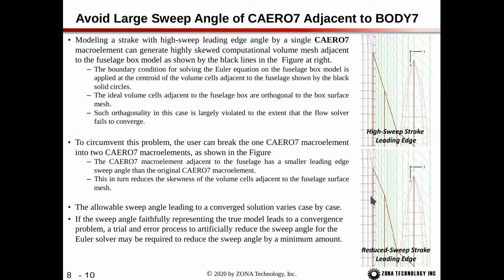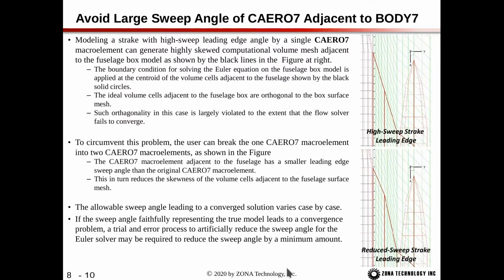Now, the allowable sweep angle leading to a converged solution varies case by case, because if you just look at this model, you may say, actually, that's still a pretty steep sweep angle. And I would agree with you. Yes, that is a pretty steep sweep angle. However, it's less severe than this angle. And when we ran this model in ZEUS, it converged just fine, and we got an acceptable solution.